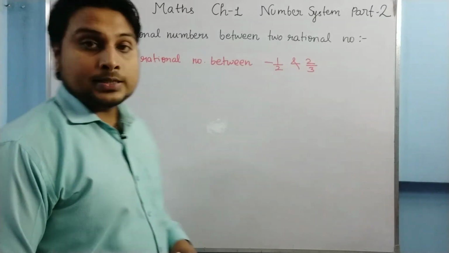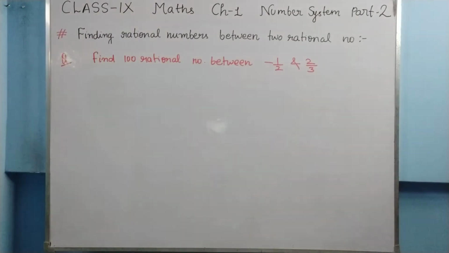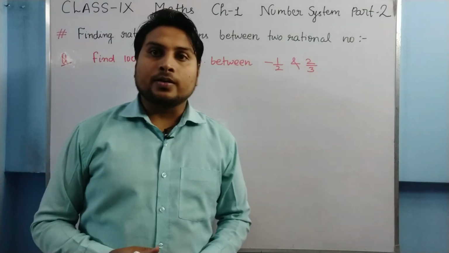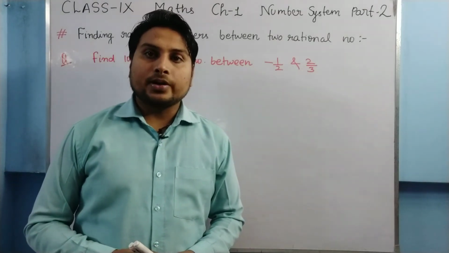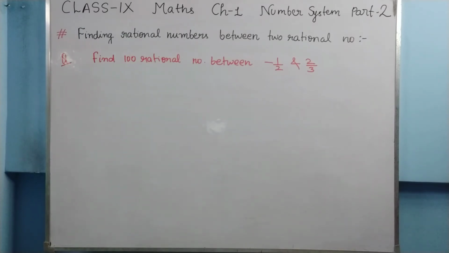Now see that if the question is that we have to find 100 rational numbers between 1 by 2 and 2 by 3. So how we can find 100 rational numbers between 1 by 2 and 2 by 3?